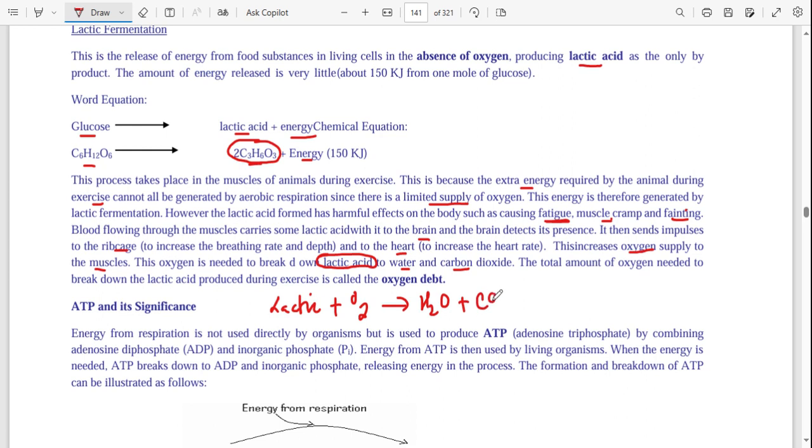and the carbon dioxide. Now the total amount of oxygen which is needed to break down lactic acid, which is produced in the muscle, is known as oxygen debt. Make sure that you know this term. What is oxygen debt? Simply the total amount of oxygen that is required to break down the lactic acid which was produced in the muscles.